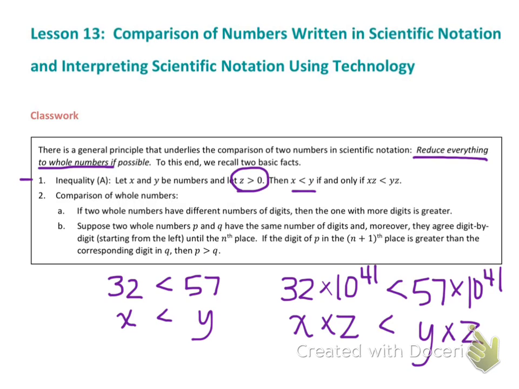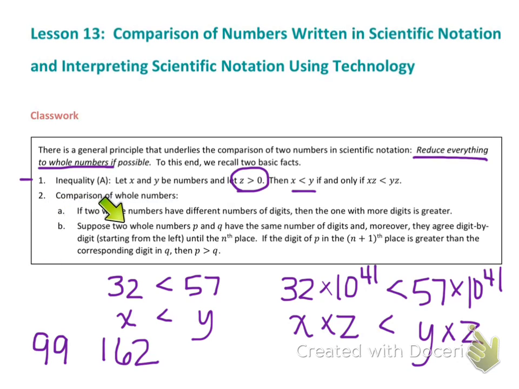When I compare whole numbers, let's just review this. If two whole numbers have different numbers of digits, then the one with more digits is greater. So if I have the number 99 and the number 162, because 162 has more digits, it's bigger than 99, even though those individual digits are smaller, right? So more digits, greater number.